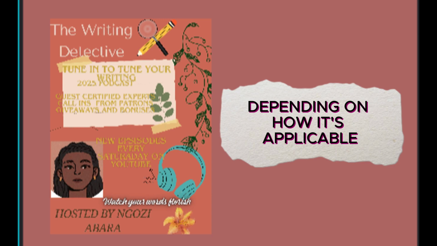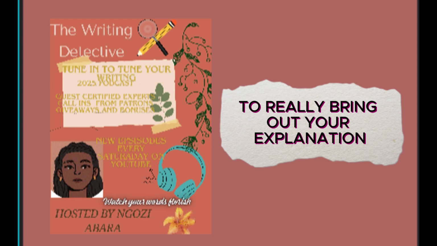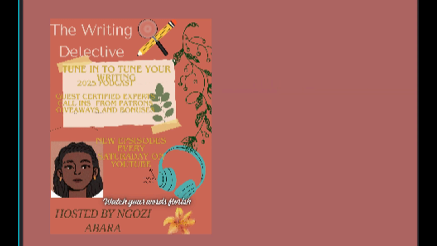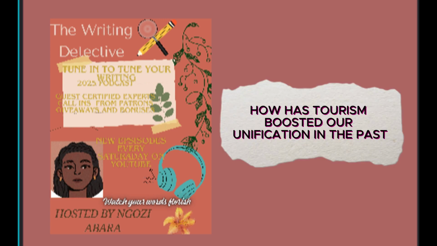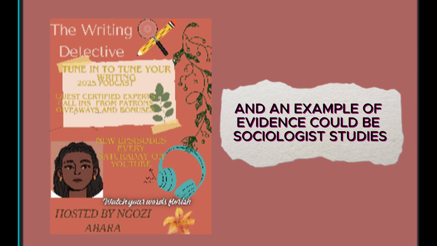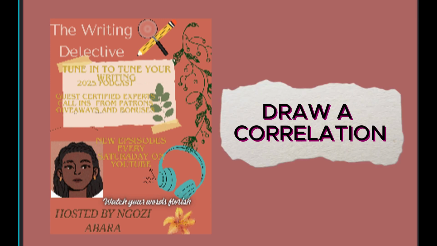So an example to really bring out your explanation would be history. What has happened in the past? How has tourism boosted our unification in the past? And an example of evidence could be sociologist studies, can be patterns. You can even look at other regions and draw a correlation.